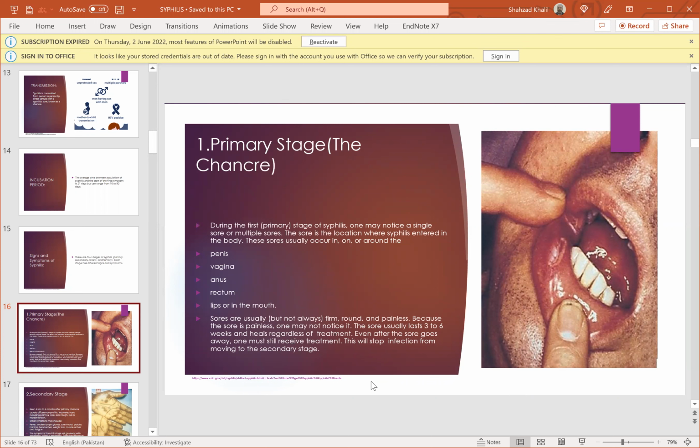The sore lasts for 3 to 6 weeks and heals regardless of treatment. Even after the sore goes away, one must still receive treatment. This will stop infection from moving to the secondary stage. You can see this sore.